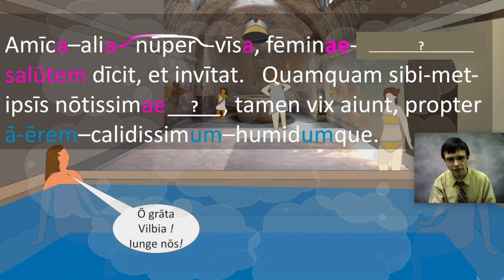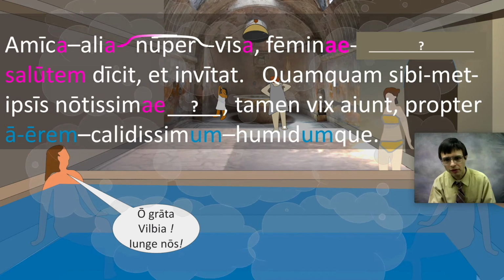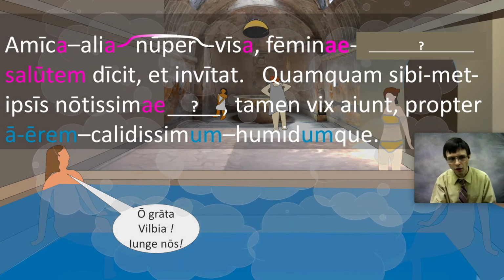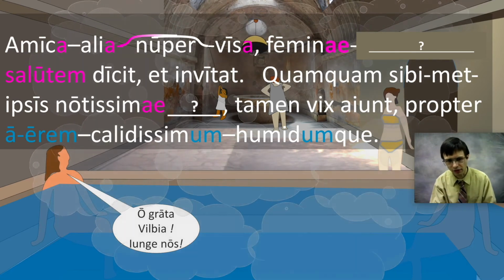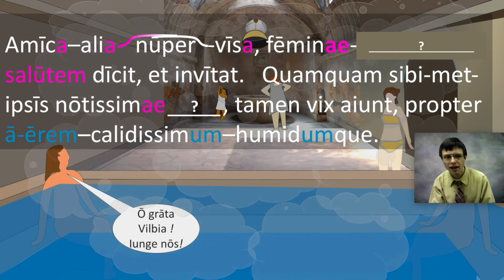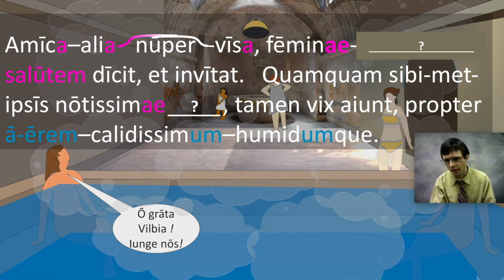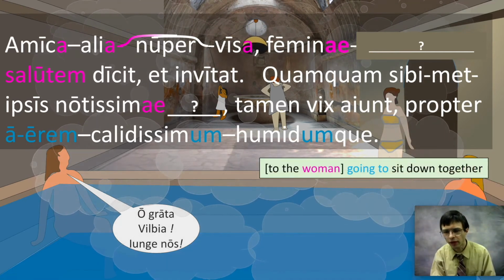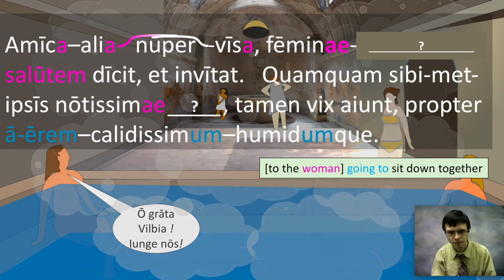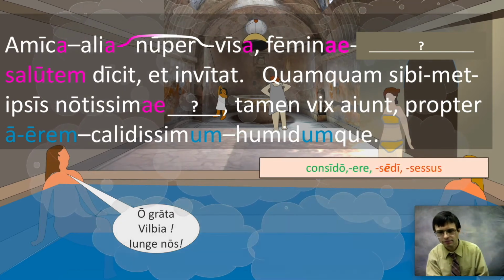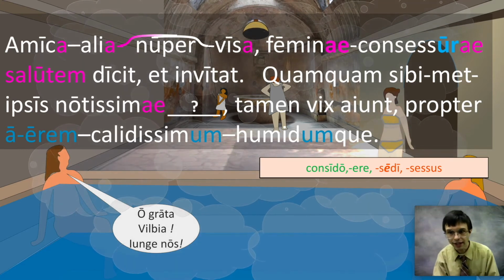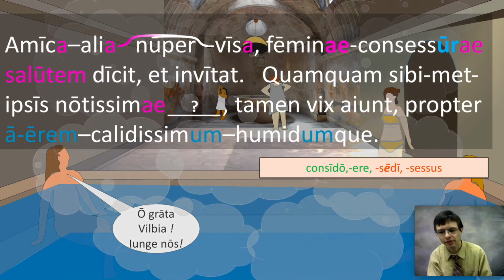Another friend, recently seen, to the woman going to blank, says hello and invites, although to themselves very familiar. However, scarcely they talk on account of the very hot and humid air. All right, so what goes here? English, to the woman going to sit down together. Latin, concessurai, so feminae concessurai salutem dicit.